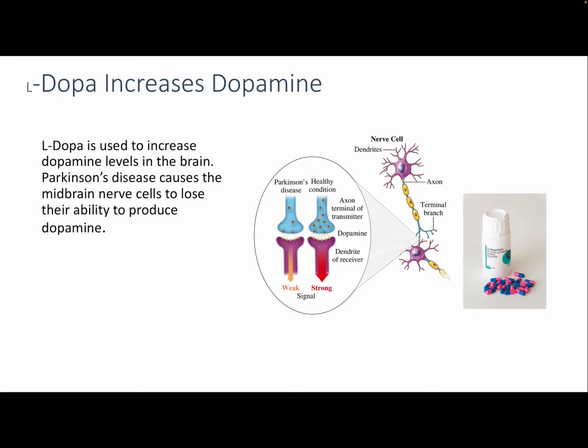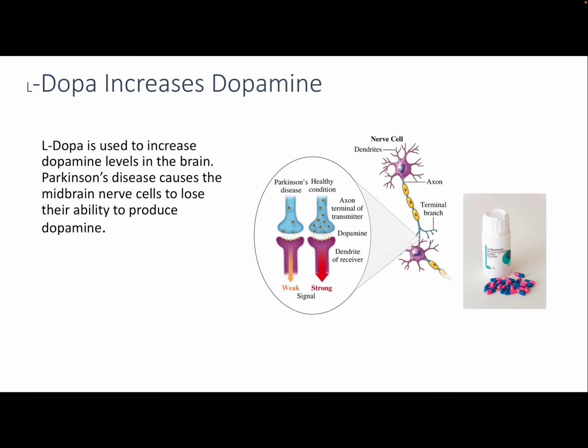So L-DOPA. If you have a dopamine deficiency, we can actually give you L-DOPA, and L-DOPA is used to increase dopamine levels because it converts into dopamine. People afflicted with Parkinson's disease don't have the ability to produce dopamine. It could be that they don't have the ability to convert tyrosine into L-DOPA. There could be lots of reasons. So, by giving them L-DOPA, L-DOPA will just convert into dopamine on its own, and they don't have to make their own dopamine. Of course, why don't we just give them dopamine, right? Anyways, L-DOPA.